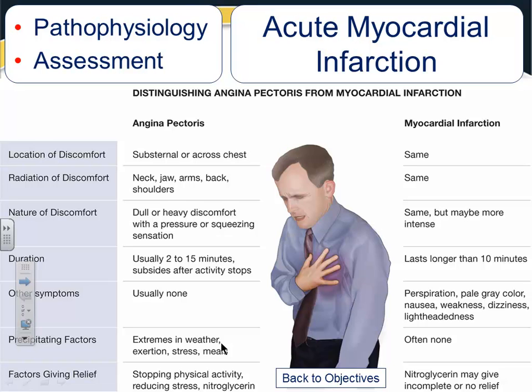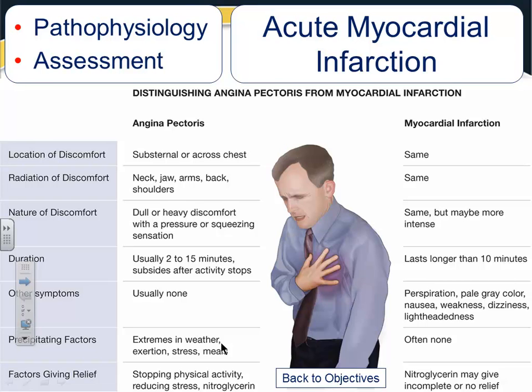But as soon as they rest and put their feet up, and have a cold drink and relax, then their chest pain usually goes away. So that's going to be the main difference between angina and AMI as far as presentation. The signs and symptoms are going to present the same.